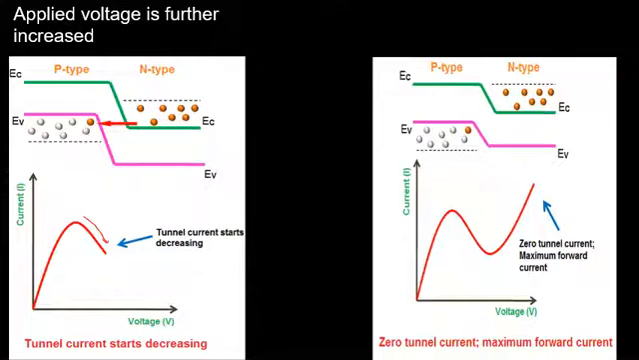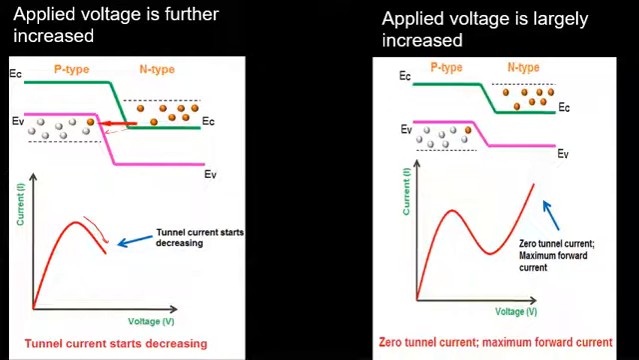Here you can see that the conduction band of the n-type semiconductor and the valence band of the p-type semiconductor now have a small misalignment. Although they still overlap with each other, there is a small misalignment when we further increase the applied voltage. So still, some of the electrons from the conduction band of the n-type region pass through the tunnel and enter into the valence band of the p-type region. So the tunnel current at this point, instead of further increasing, starts decreasing with the increase in voltage.